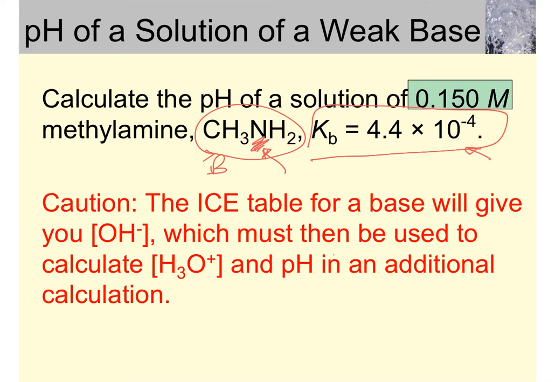Just a heads up, I'll try to remember to mention it a couple other times, but every now and then on the standardized test, not me, instead of giving you Kb when you're dealing with a weak base, they may give you Ka. So please remember the relationship between Ka and Kb in case you need to calculate it. If they gave you Ka, you would have to use this formula and calculate Kb before you could work a base problem out.